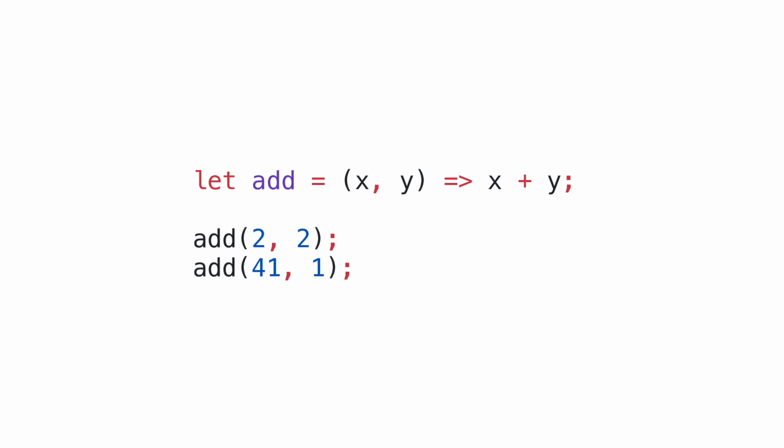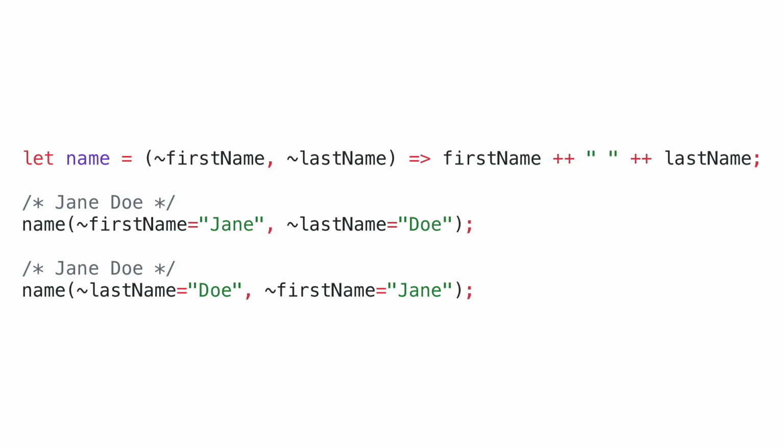Nothing to add there. There's a couple more fancy things you can do with functions in Reason. But one thing that we really need for ReasonReact is so-called labeled parameters. Here I'm basically declaring a function with two labeled parameters, first name and last name, and then I concatenate them to get the full name.